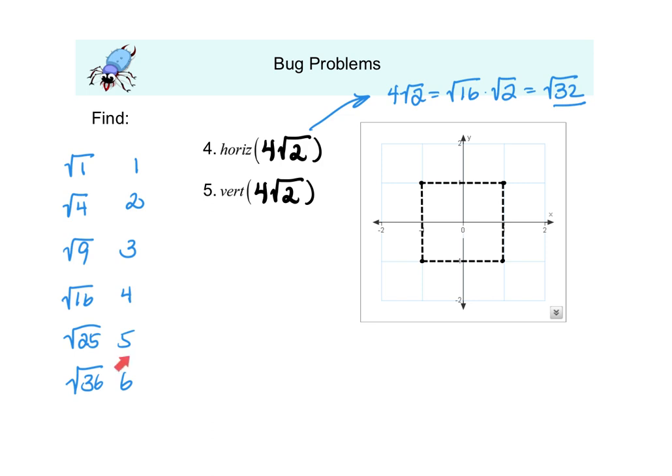So, if it's between 5 and 6, let's see where that bug is. 1, 2, 3, 4, 5. Oh, it's somewhere over here. Now, I'd like you to find the horizontal of 4 root 2 and the vertical of 4 root 2. When you're ready to check your answer, press play again.